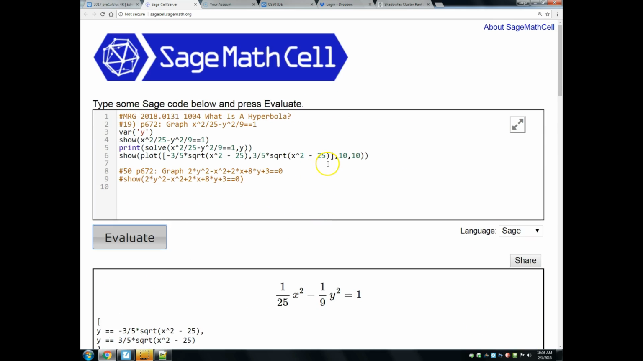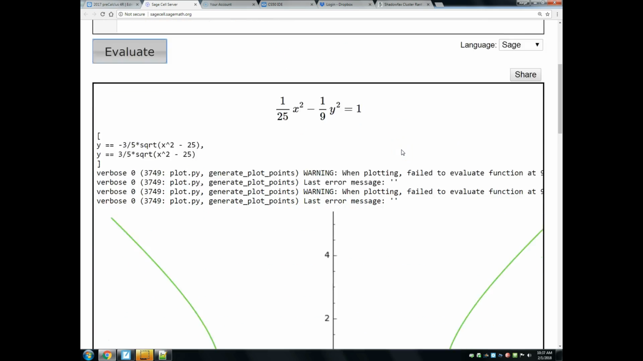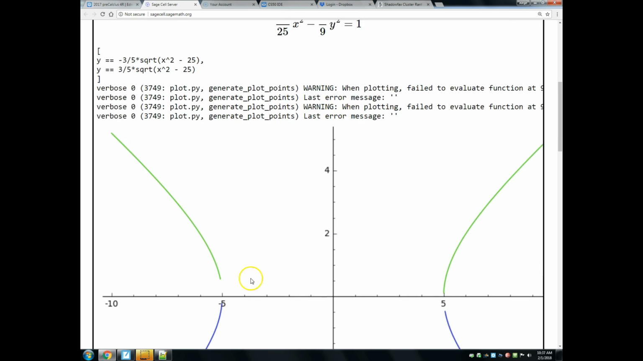What did I do? -10 to 10. What happened to the negative? And there it is, pretty much. But if you want to avoid this domain warning, it's saying you're trying to make a graph from -5 to 5, but there's nothing to graph there, right? If you want to avoid that, how are we going to do that?